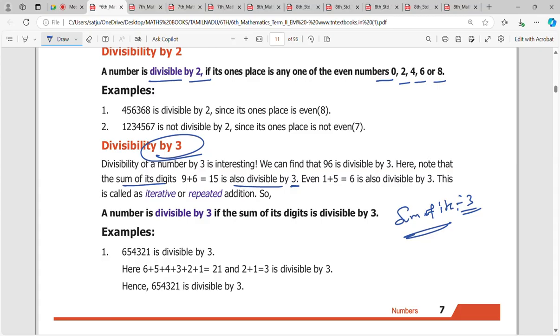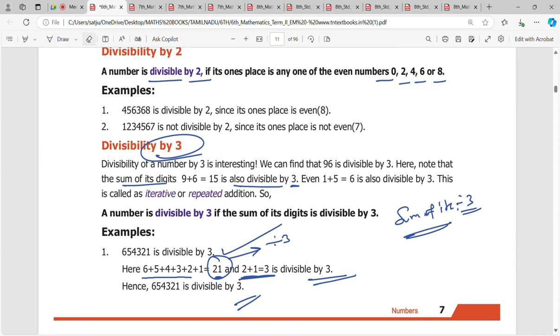Next here, there is an example also. Check your example: 6, 5, 4, 3, 2, 1. Sum of the digits, you have to check here: 21. Again you can do 2 plus 1. Here itself we can say 21 is divisible by 3. Still, if you are not sure, add up again. Still getting a multiple of 3 means the given number is divisible by 3.